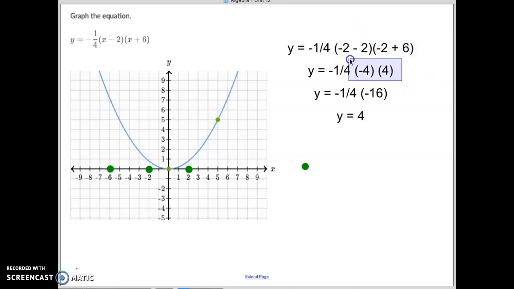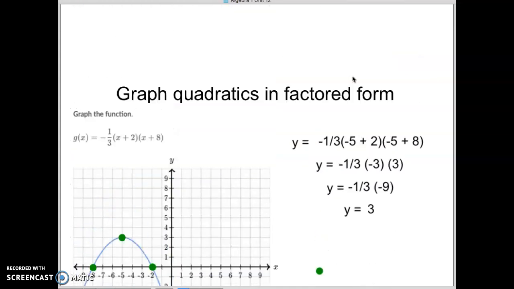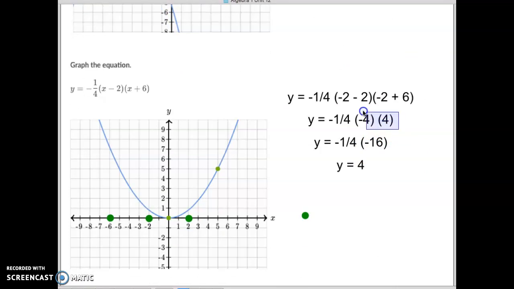You'll notice that these two will always be the opposite. So it was up here as well. You notice how it came out to be 3 and -3. Here it's -4 and +4. You'll know you did it correctly if those two numbers are simply the opposites of each other. Then -4 times 4 is -16. 1/4 of 16 is 4, and a negative times a negative is a positive, so in this case it's +4.